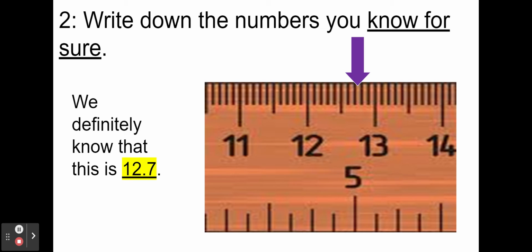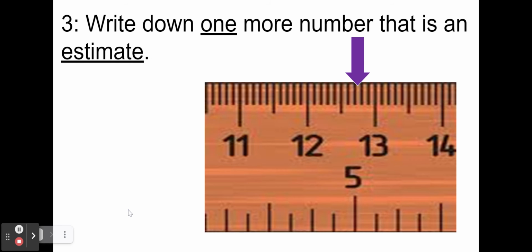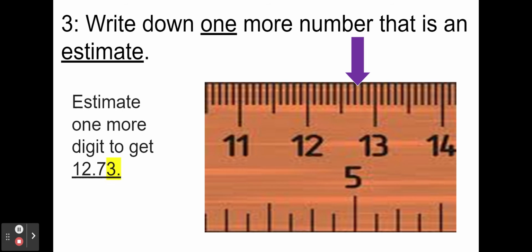But then I can actually go one step farther. The next thing I need to do is write down one more number that is an estimate. We knew with certainty that this was definitely 12.7. And now if I look at the tip of that arrow, it is falling in between 12.7 and 12.8. It looks to me like it's a little less than half, so I might say maybe 12.73. That 3 at the end there is the estimated digit.